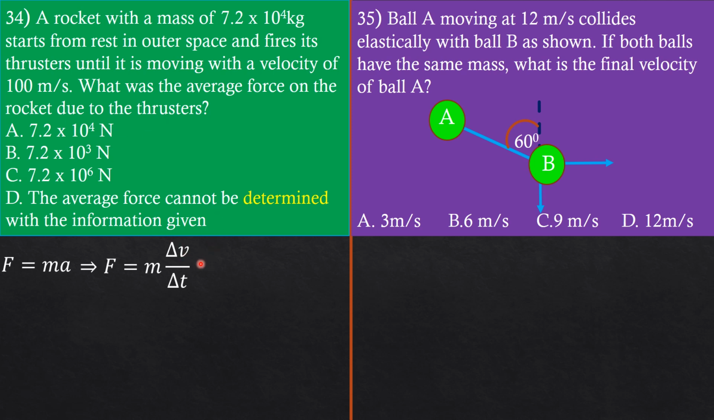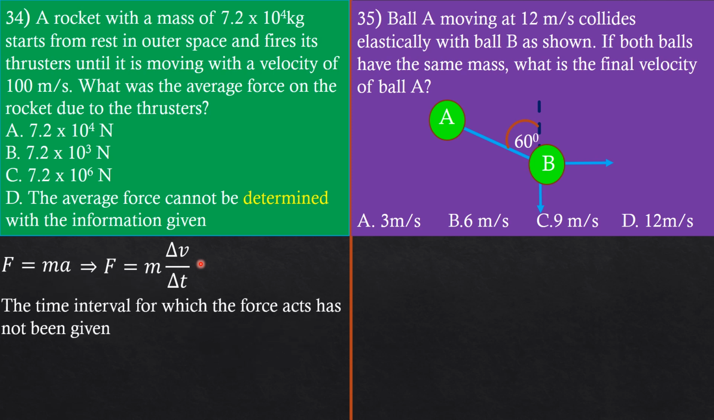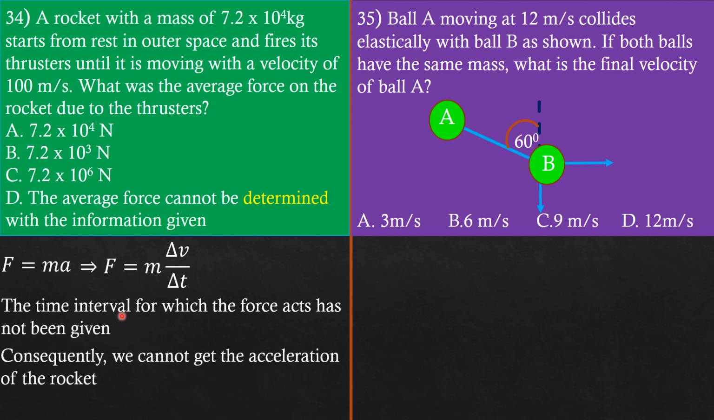And friends, you know that the time interval for which the force is acting has not been given, and we need the time interval in order to get the force. Consequently, we cannot get the acceleration of the rocket, and hence we cannot get the average force. So options A, B, and C are wrong. Option D has to be the only answer because the information given is limited. We need the time interval in which the force is acting. So option D is the best option for this question.